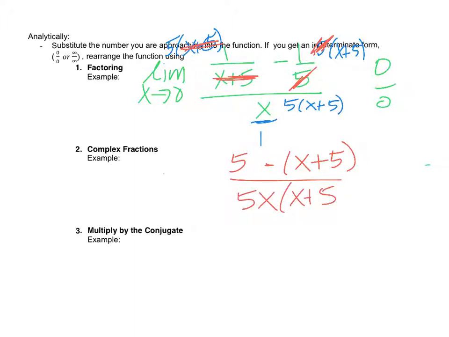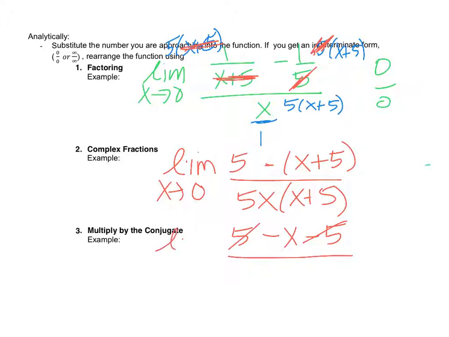And I'm going to copy down my limit statement, because I don't want to lose any points on that. X approaches 0. Okay, so now let's try plugging in 0. So I can simplify this more, or I can just try plugging it in. Why don't I simplify it a little more, just so we get in the habit of it. So 5, I'm going to distribute that negative. I have negative x minus 5. That negative 5 is going to cancel with that 5, so I'm going to be left with negative x on top. Copy down my limit statement.